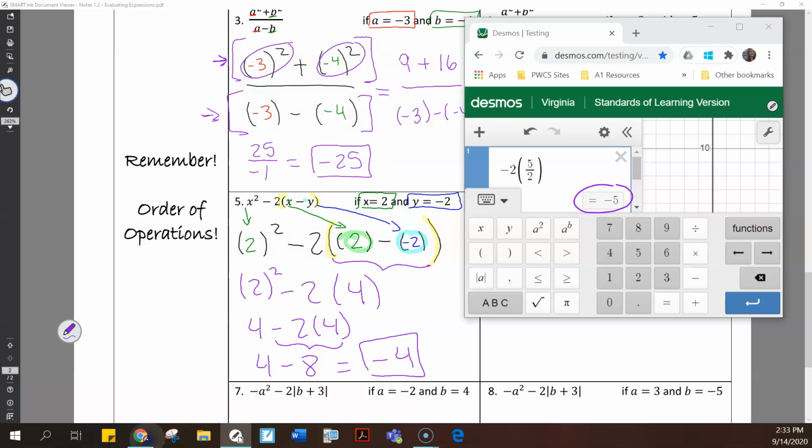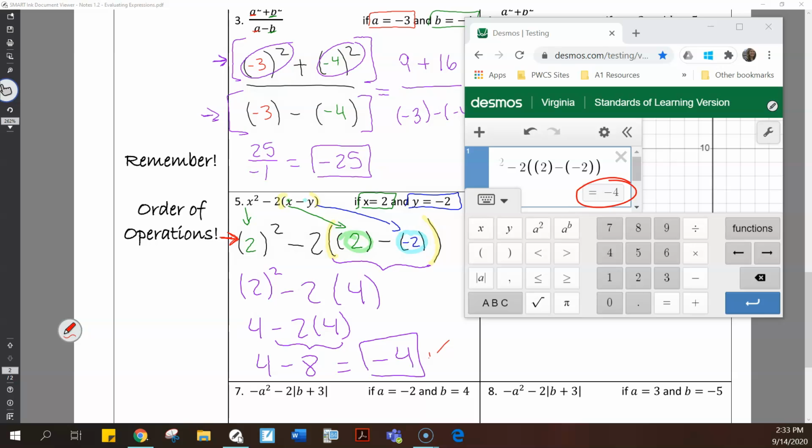Even with the tons of parentheses, you can check this in Desmos. So I'm just going to type in that step: parentheses, 2, close it, squared, minus 2, parentheses, parentheses. Remember the parentheses that were already there are these ones. And then I have my secondary parentheses where I'm going to put my x and my y. So I've got 2 for my x, minus -2 for my y. The parentheses that was already there needs to stay there. And my final answer is -4, which checks out with what I did.